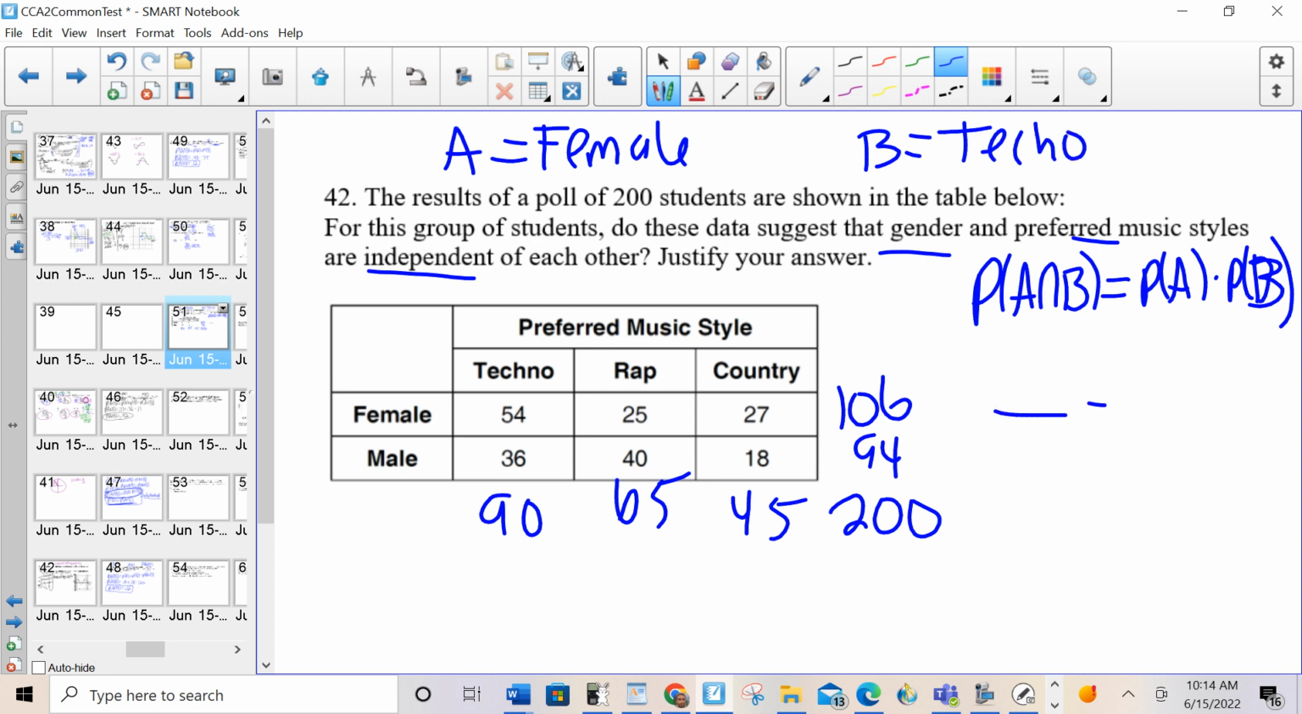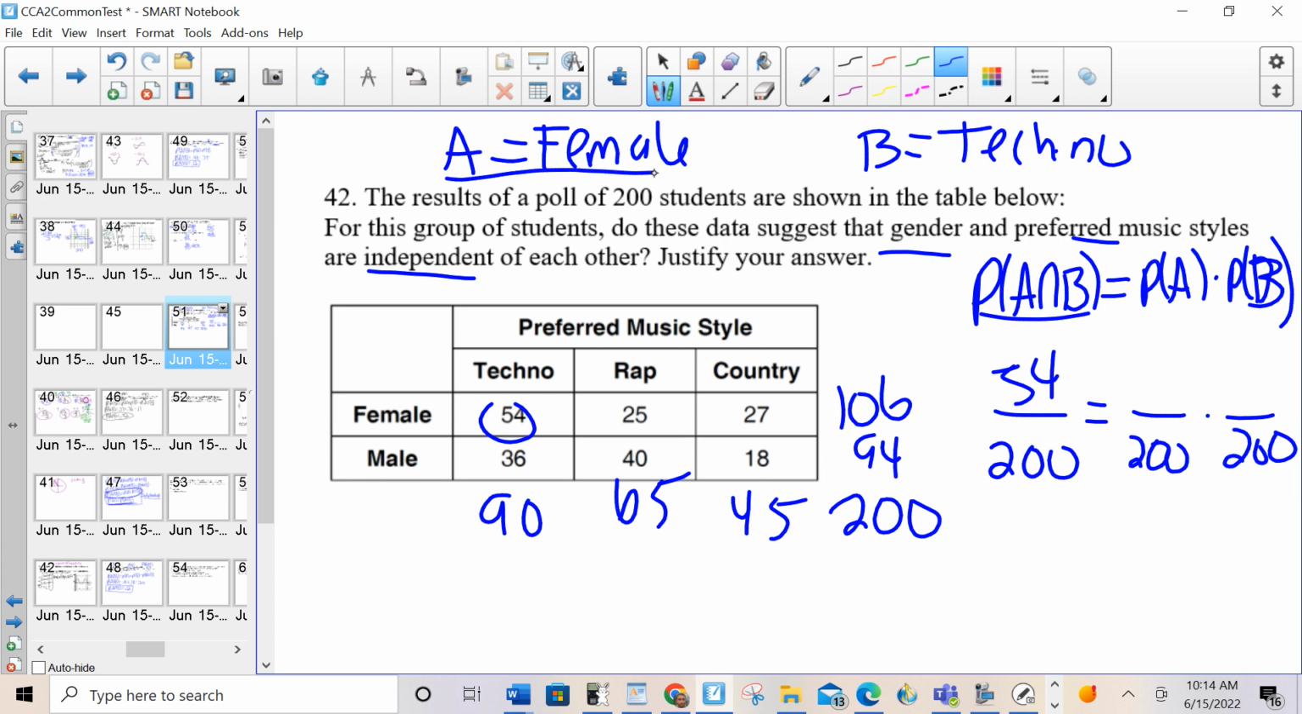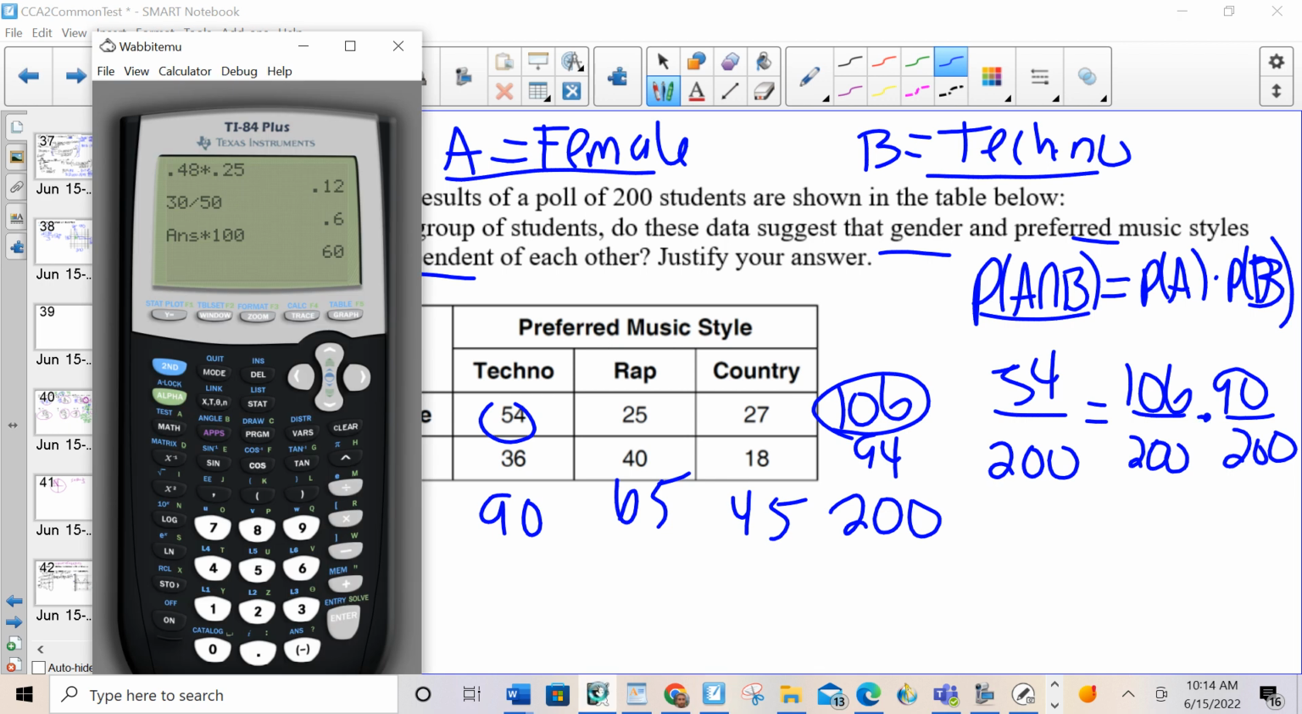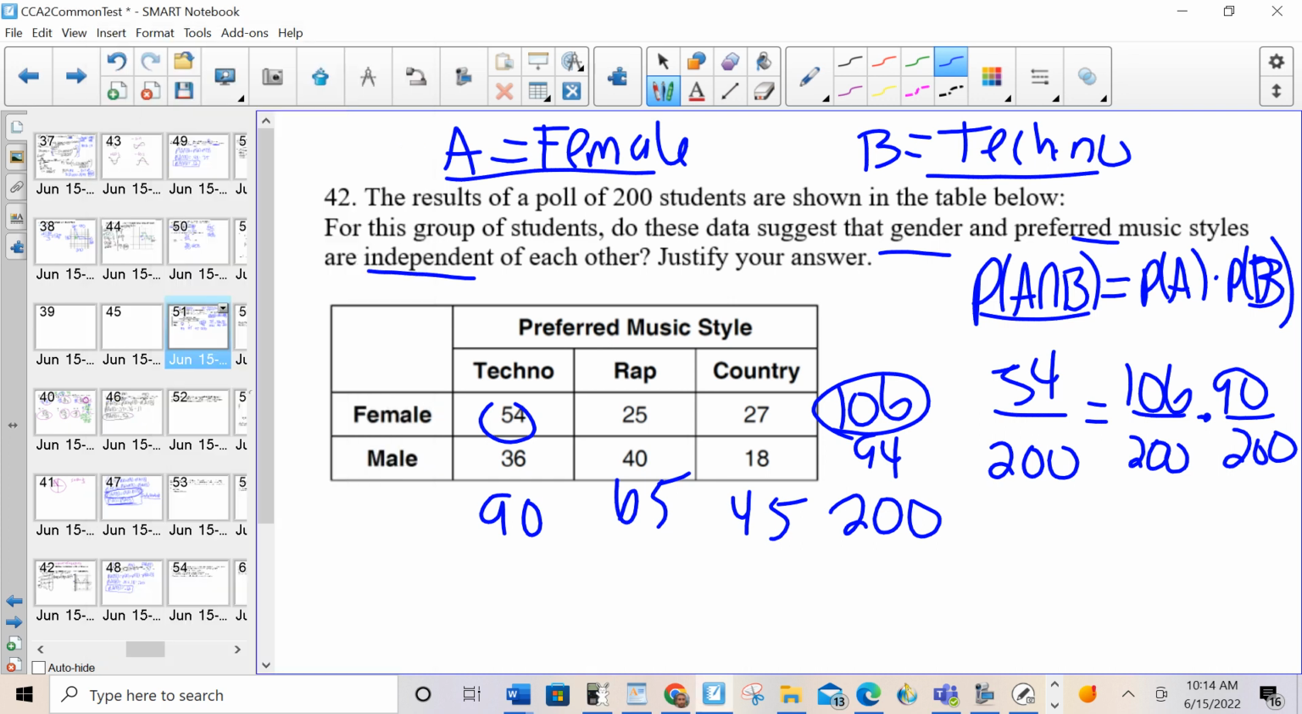In this formula, there are no conditions, so my denominator for all three is going to be my total total. Out of those 200, how many are A and B, female and techno? 54. P of A, how many are female? 106. P of B, how many are techno? 90. Are these equal? Let's type the left-hand side into the calculator. It reduces to 27 over 100.